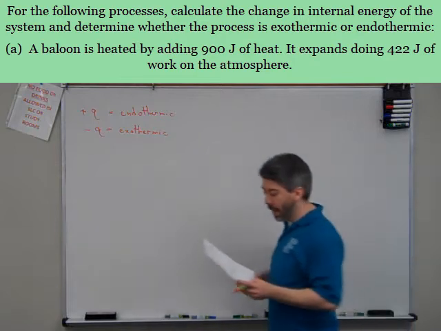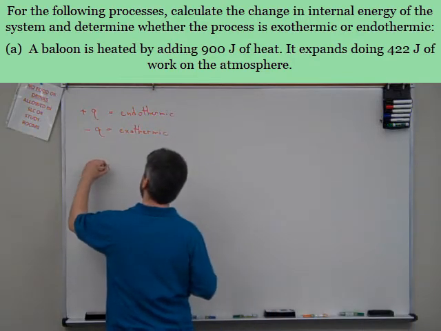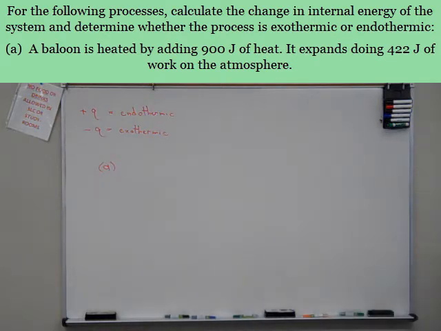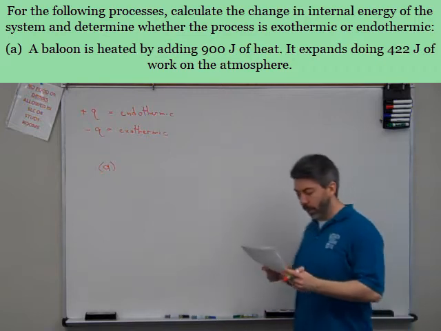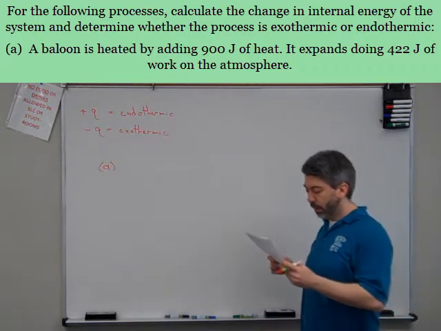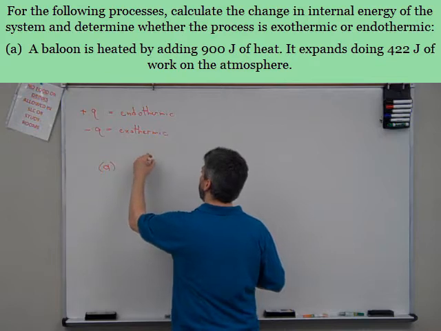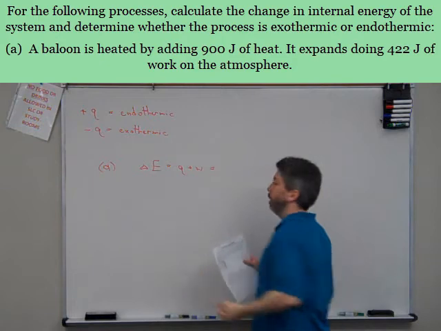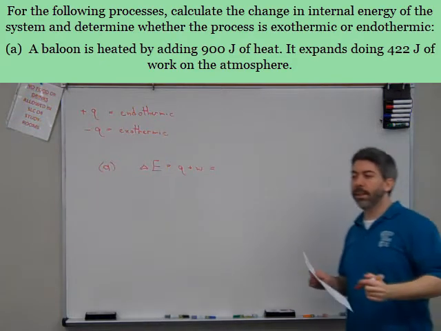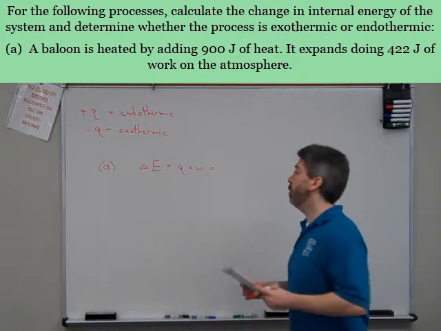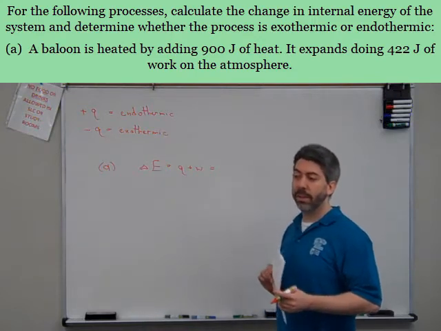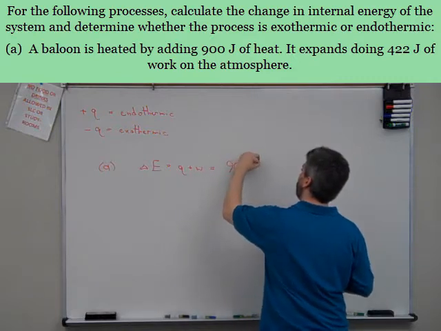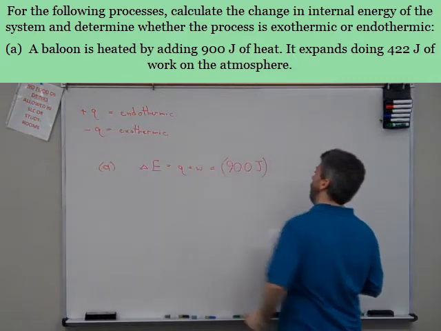Alright, so let's take a look at A. A says, a balloon is heated by adding 900 joules of heat. It expands, doing 422 joules of work on the atmosphere. What is the delta E? So from my equation, I knew that delta E is equal to Q plus W, right? What is Q in this case? 900 joules. Positive or negative? Positive, because you're putting it in. Yeah, you're adding it, right? The balloon is the system, so it's a positive 900 joules.